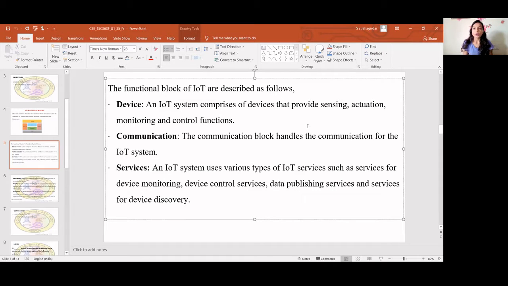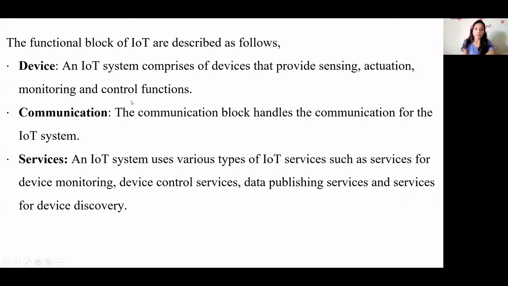Next, based on communication, some block will perform communication. They have a communication block which will handle the communication of the IoT system. For communication, what is required? Last class we saw IoT protocols, right? Again, protocols will come in this functional block. So what will come here? Your communication. This handles the communication for the IoT system. All the IoT protocols, 4 protocols were there, will come in this communication block.